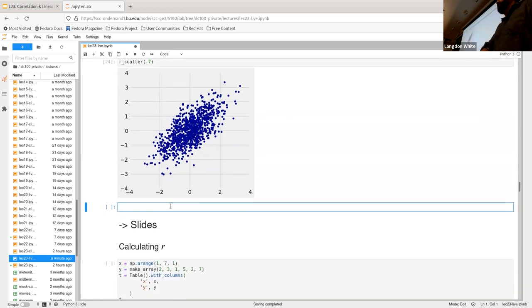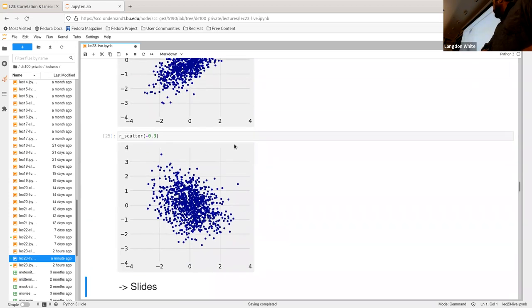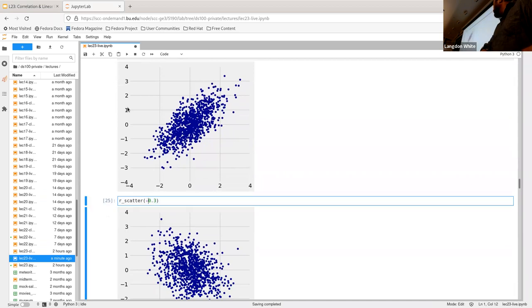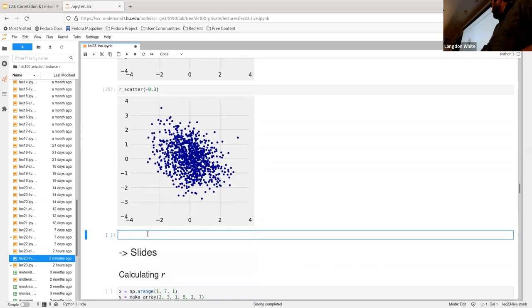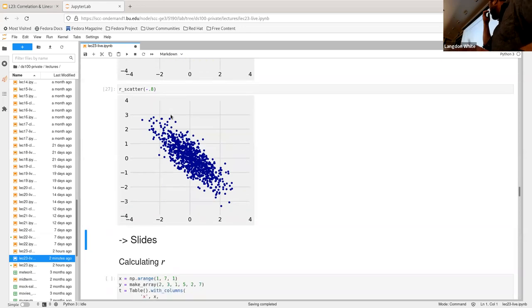All right, what other one should I try? Somebody give me a number. -0.3. All right, what do you think that's going to look like? Messy, yeah, right. So almost messier, even though technically it shouldn't be. That might have to do with the data. But I kind of want to show one that is also like -0.8. Not -8, -0.8. Right, so a little tighter, same idea. But you get the idea.